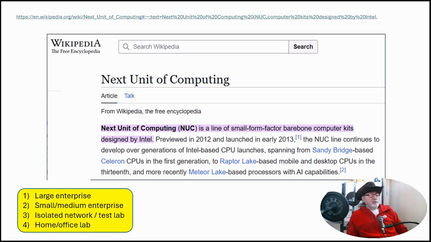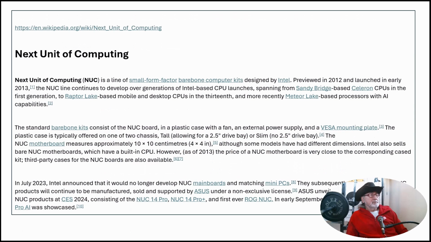If you're a large enterprise, you probably don't want to use these. If you're a small to medium enterprise and it's a production system, probably not. However, if you're going to create an isolated network test lab, regardless of the size of your organization, these NUC computers, I believe, would be excellent. Or if you're a software engineer or hobbyist that wants to build a home office lab, these are going to work out great for you.